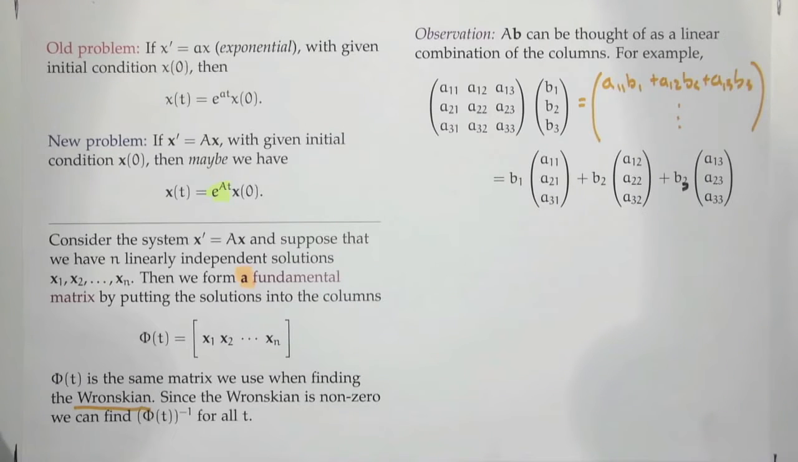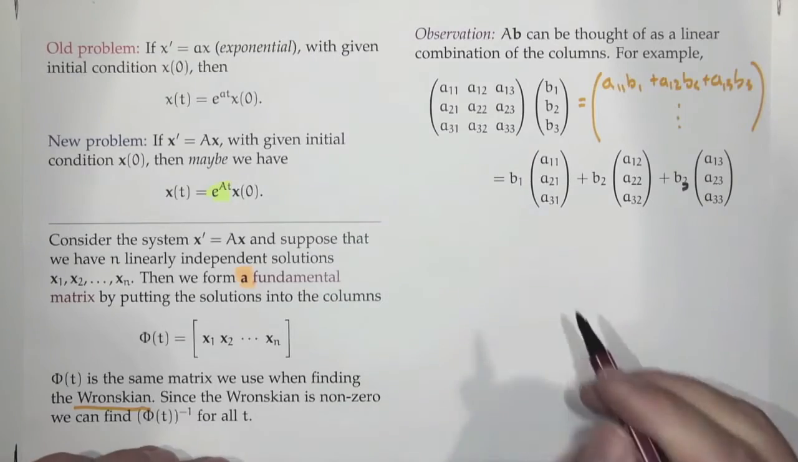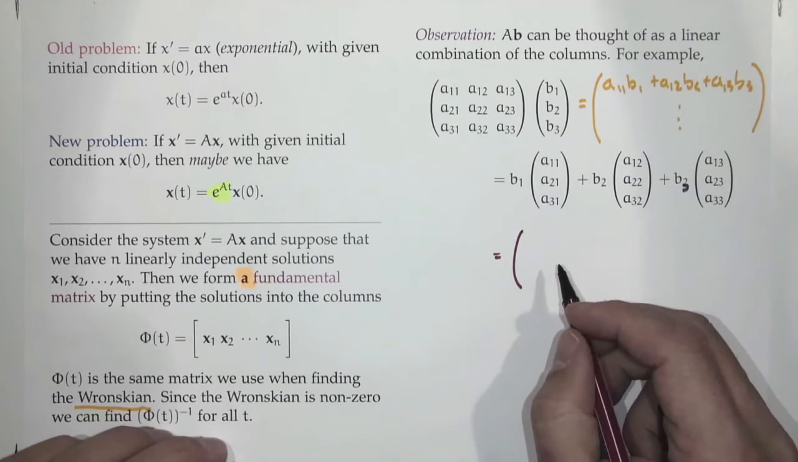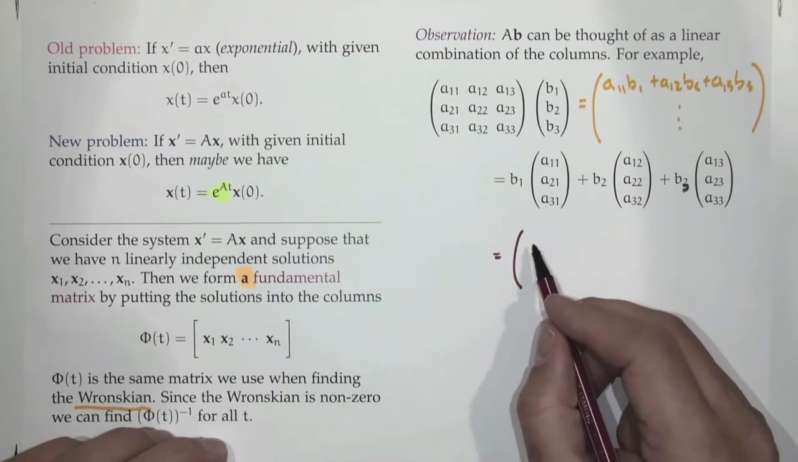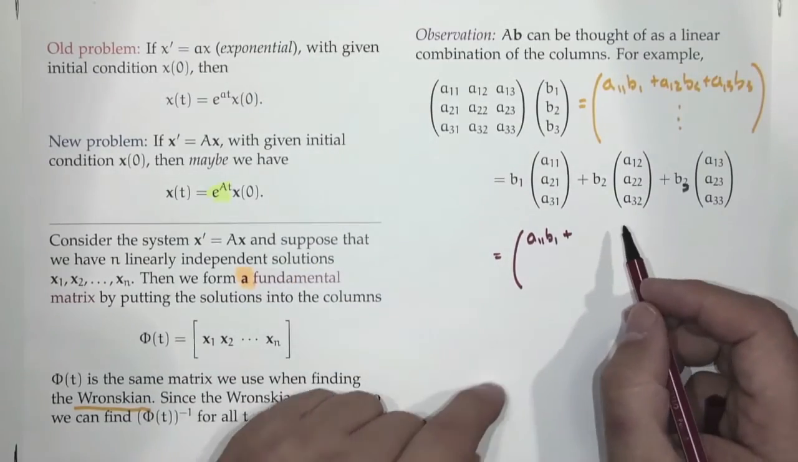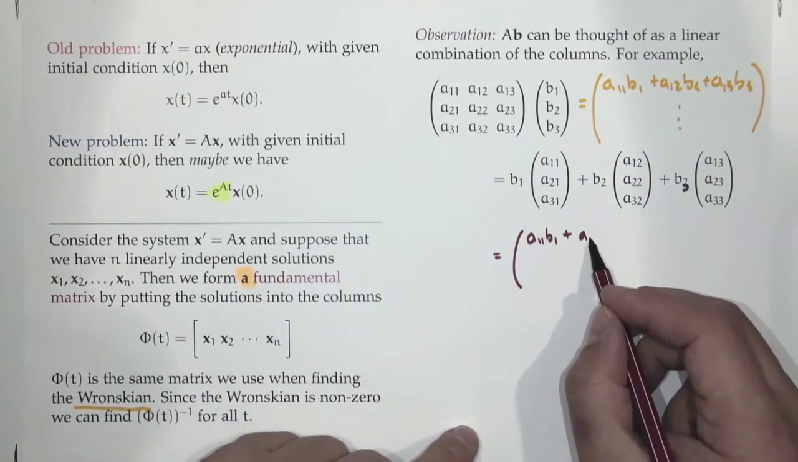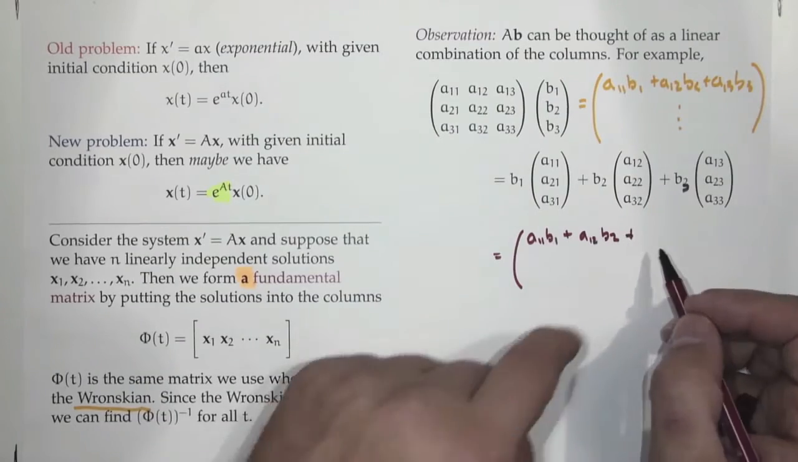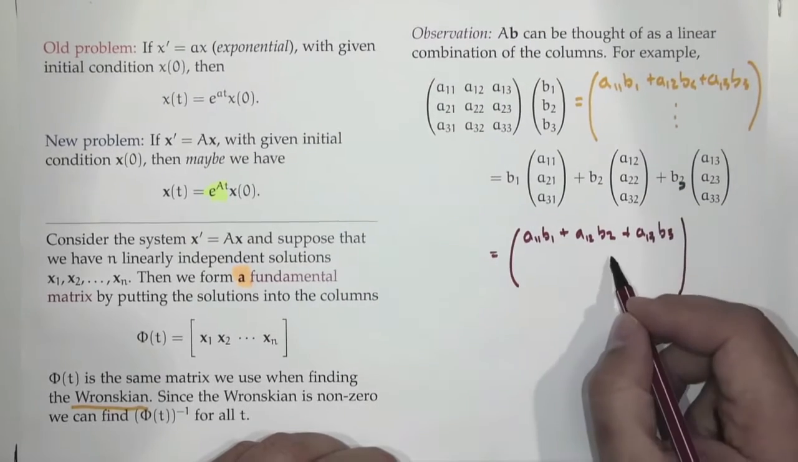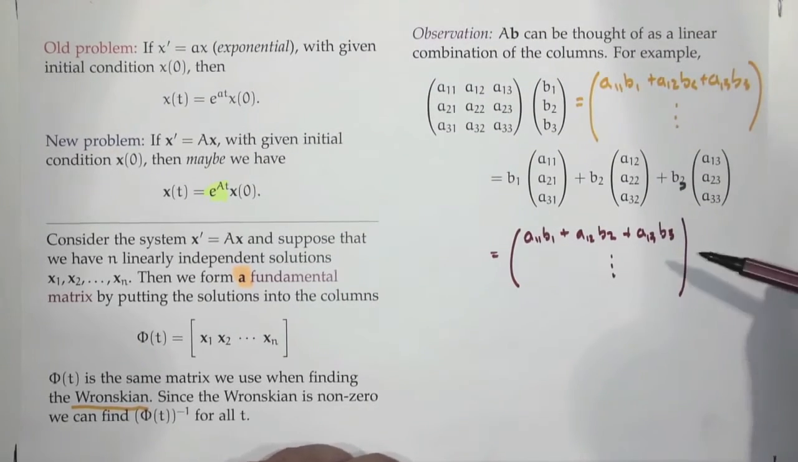Now, how can we check? Well, we just carry it out. What would the top entry be? A11 B1, right? And then you add A12 B2, and you add A13 B3. And the other ones are the same. In other words, they match. So why is this helpful? Why is this perspective helpful in understanding why we care about the fundamental matrix?